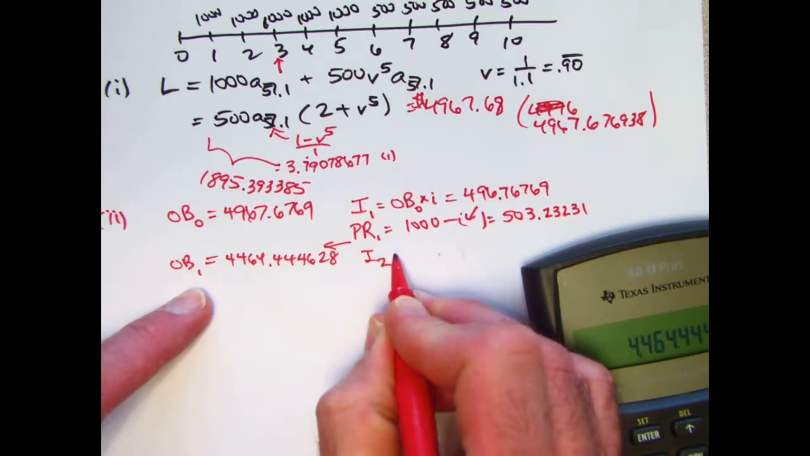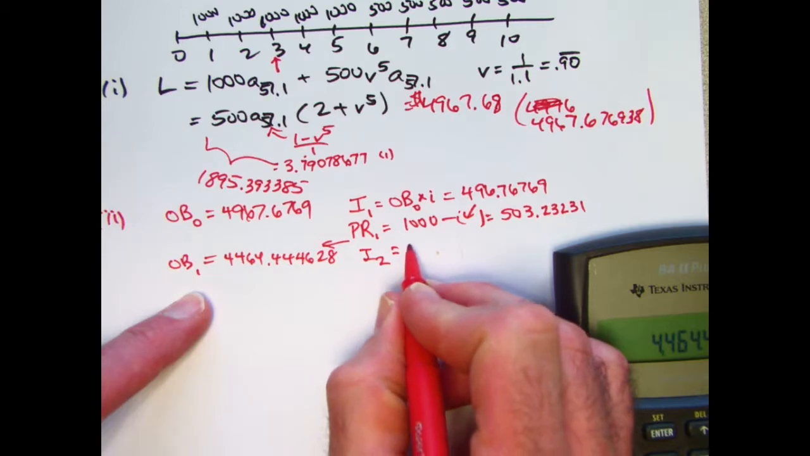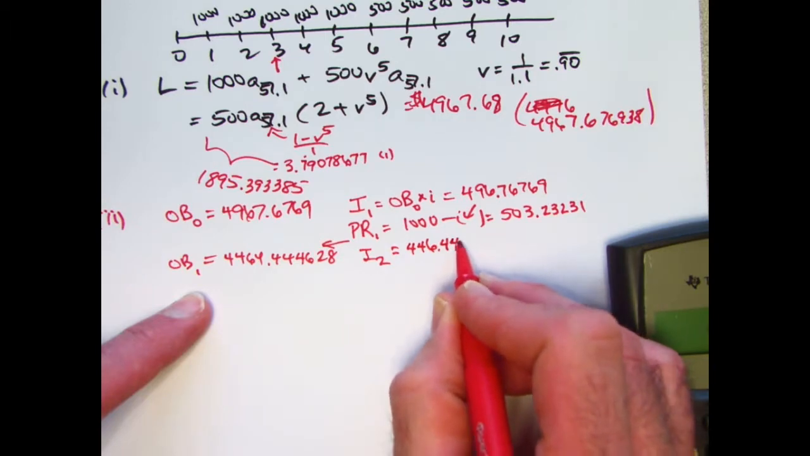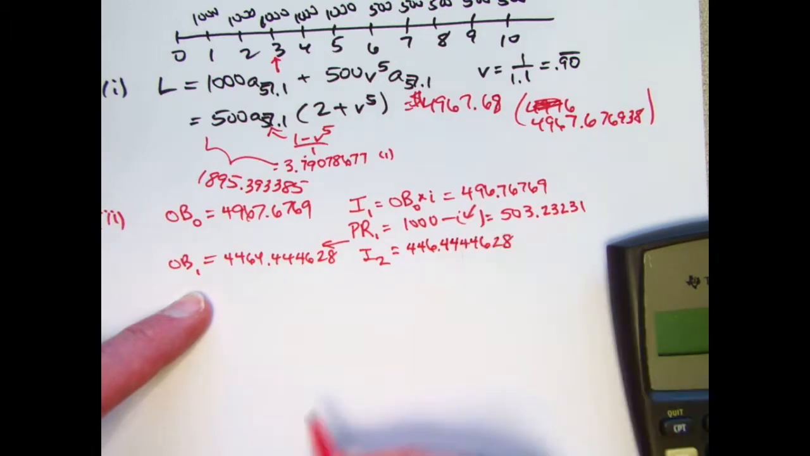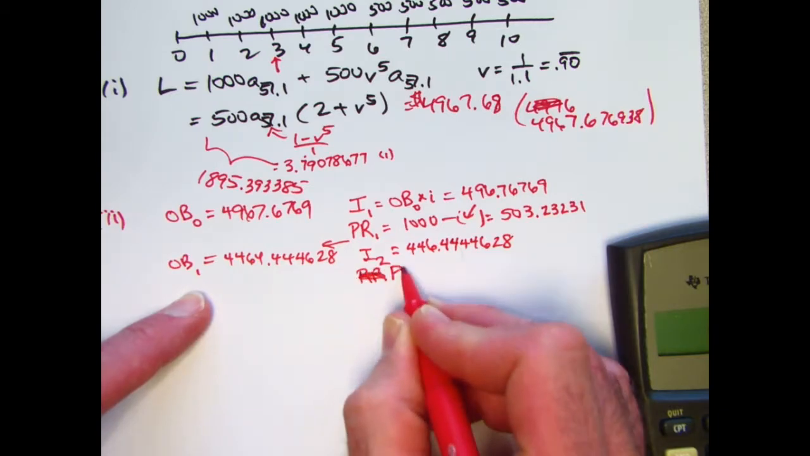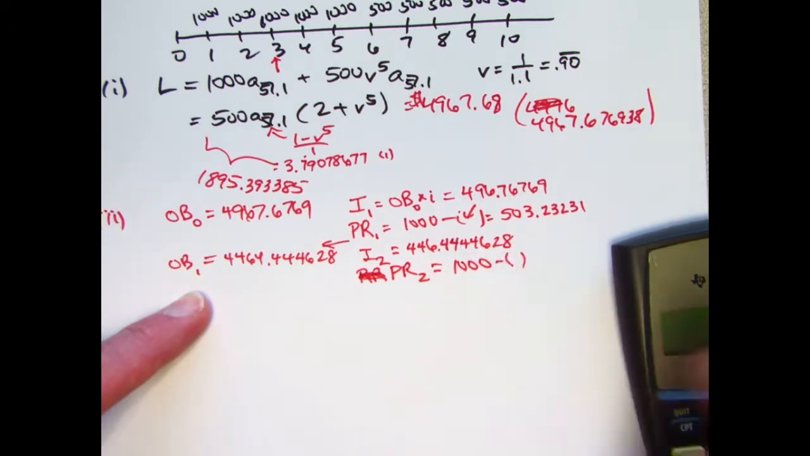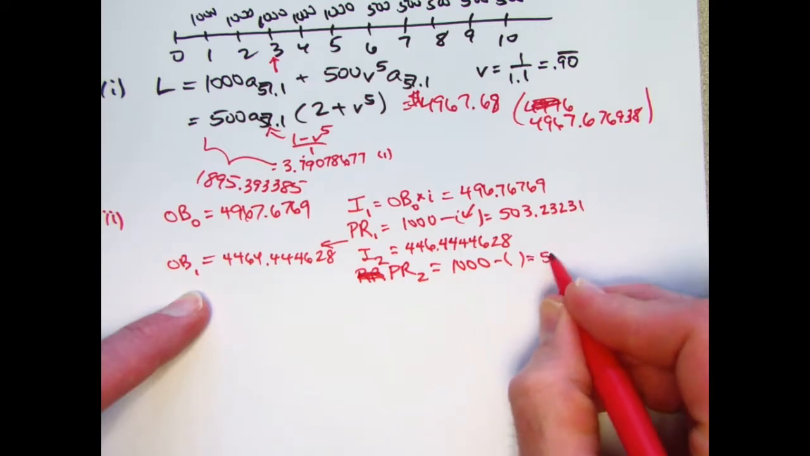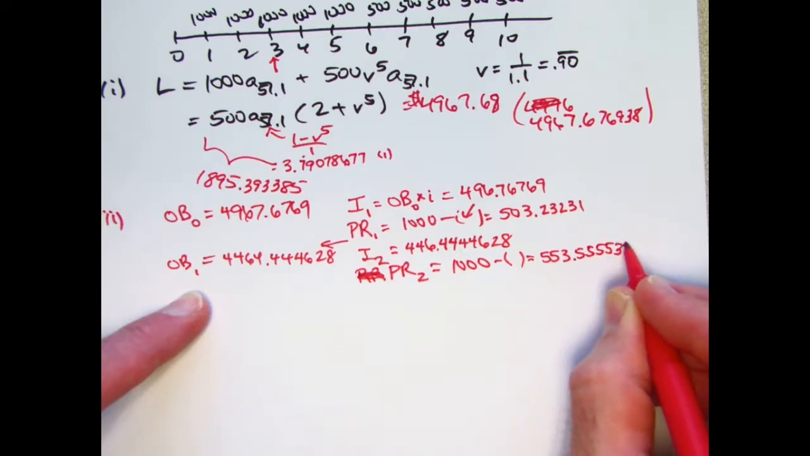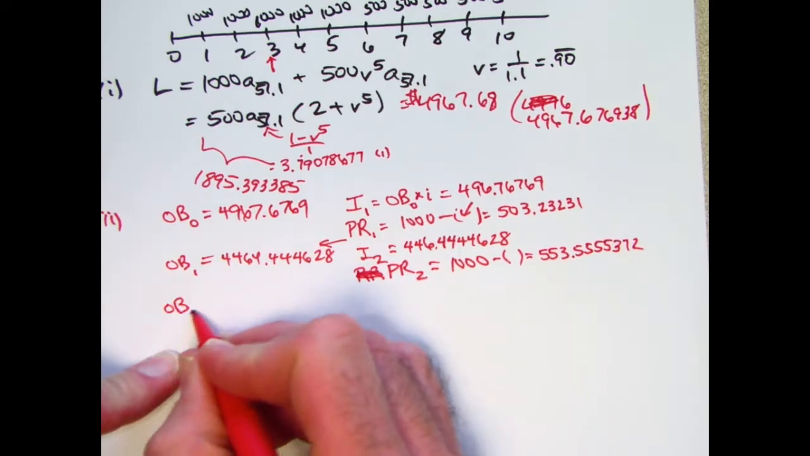The interest you're going to owe during the second year is going to be that balance times I, multiplied by 10% again. It'll be about 446.44. Once again, carrying more decimals just to play it safe here. I can write that. The principal reduction in that second year after that second payment is going to be the $1,000 payment minus this thing, and that will be 553.5555372. Do that subtraction. So your outstanding balance goes down by that much.